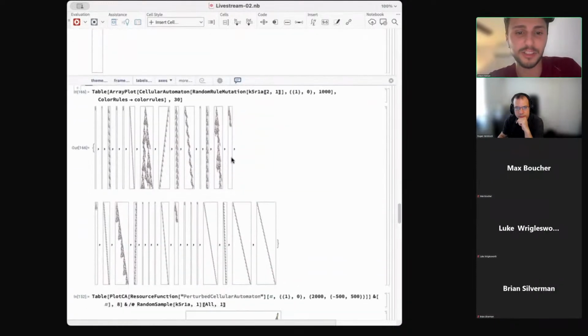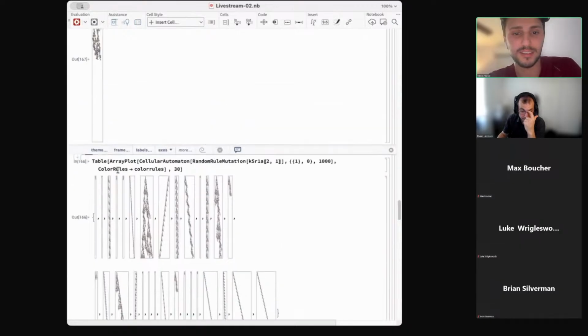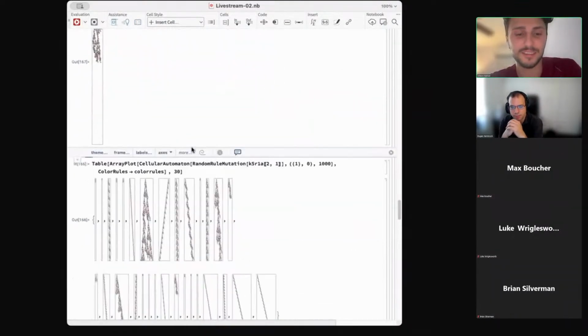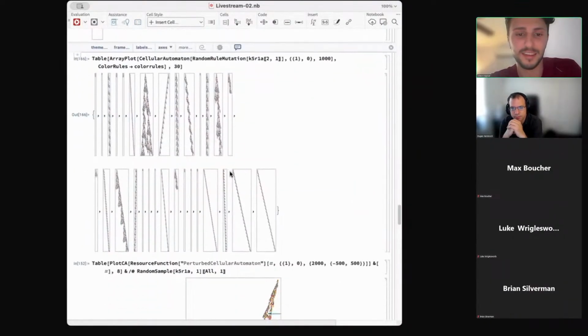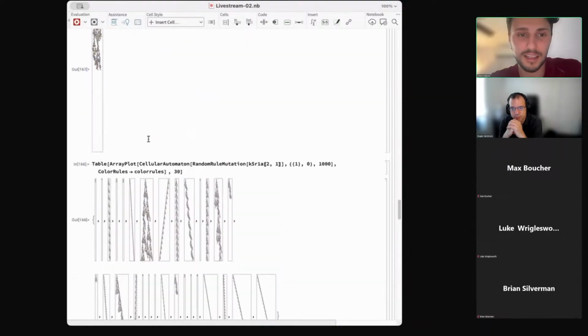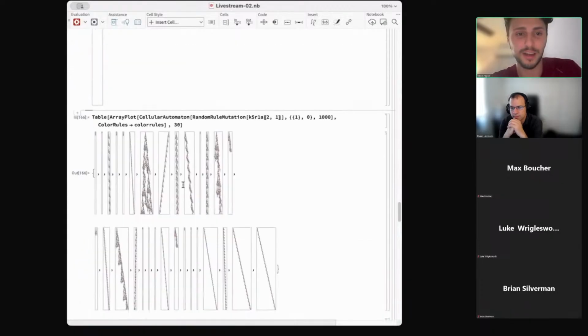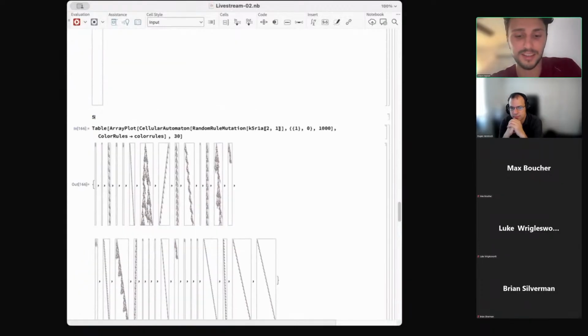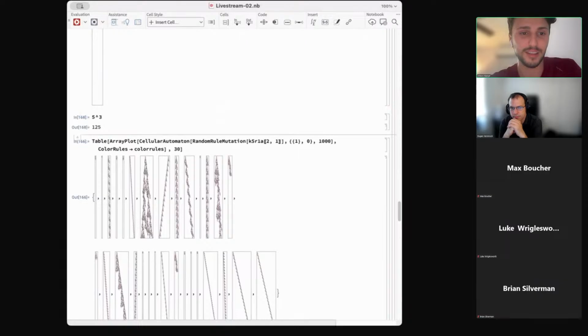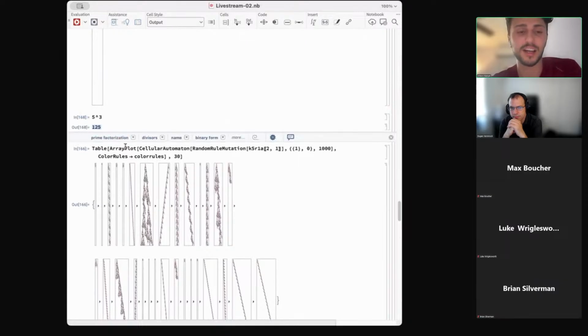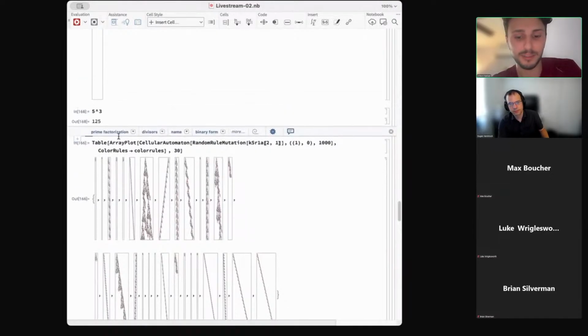Yeah, so that's the original, and these are all the randomly gene mutated, so to speak. Yeah, but I guess for this one, okay, so this is a k equals 5 genome. So that means that there's 5 to the 3, so there's 125 rules. Now, how do we see which ones are active?